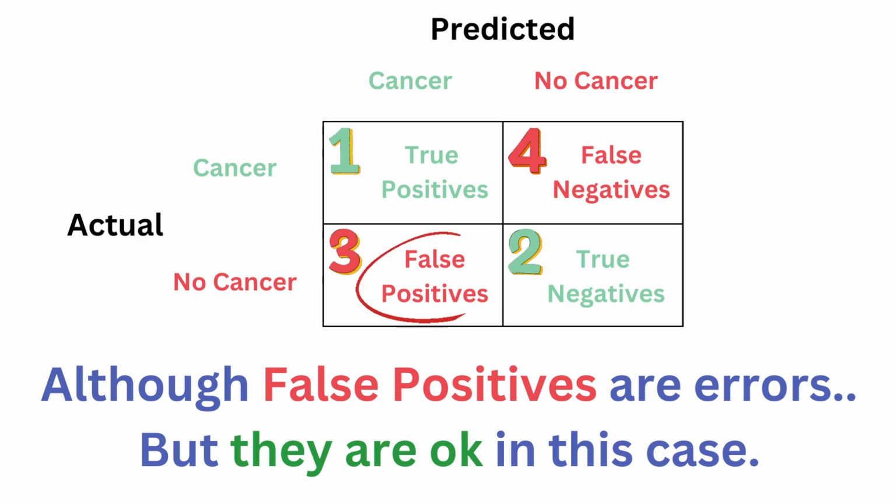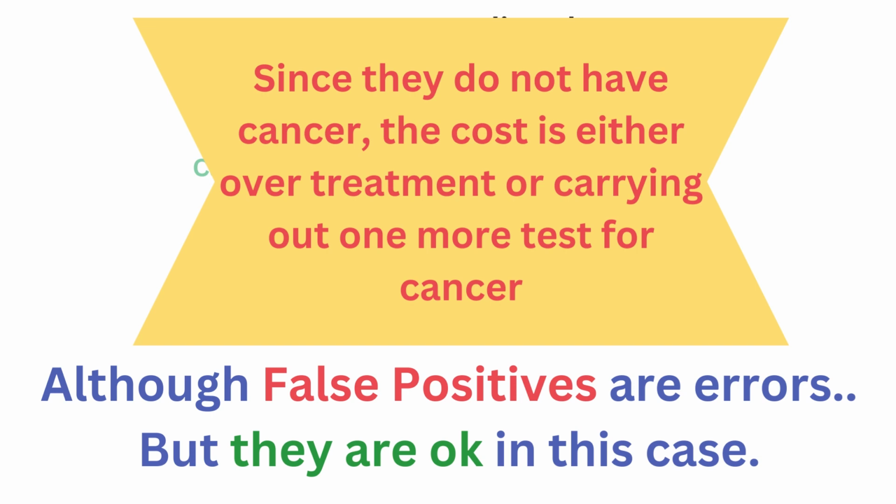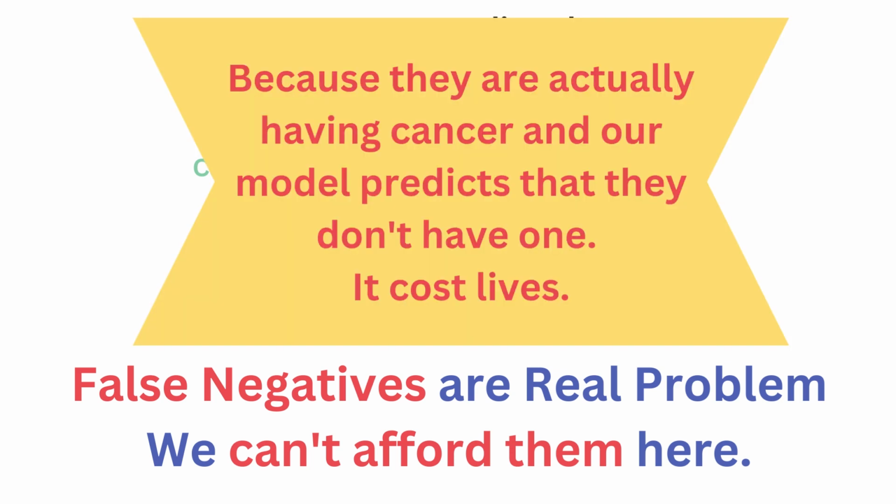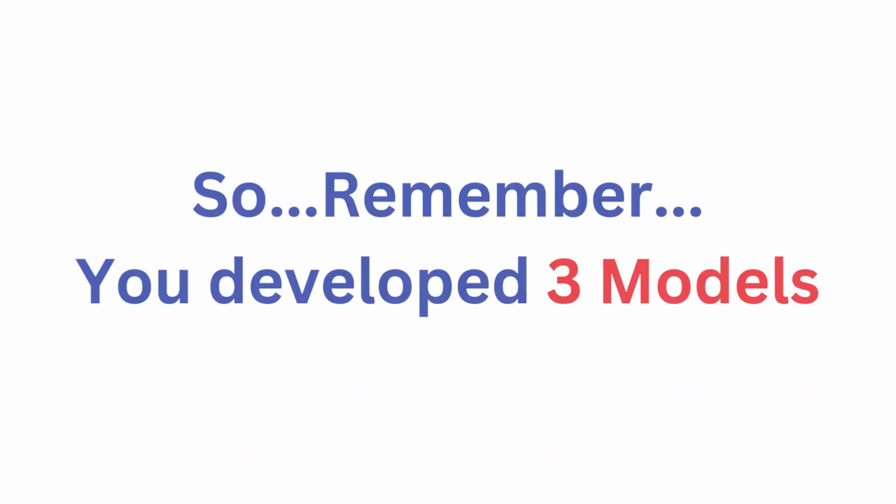Let's see. Although false positives are errors, they are okay in our case since these patients do not have cancer. The cost is overtreatment or carrying out one more test for identification of cancer. But in the case of false negatives, this is a real problem. We can't afford them here, because they are actually having cancer and our model predicted that they don't have it, and it costs lives.